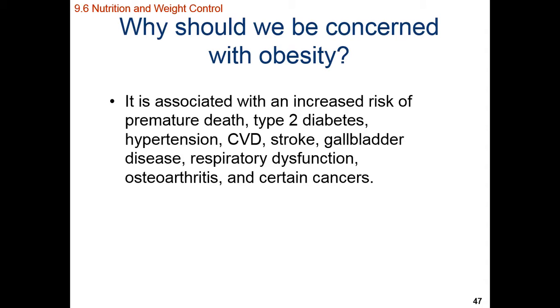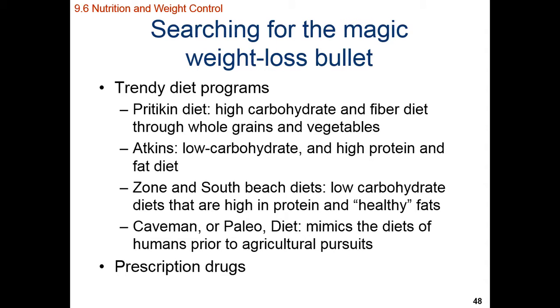It's been found that people that have increased obesity have an increased risk of premature death, type 2 diabetes, high blood pressure, cardiovascular disorder, stroke, gallbladder disease, respiratory system dysfunction, osteoarthritis, and other particular cancers as well, such as pancreatic cancer. Obesity is now the single most expensive condition or disease in the United States.